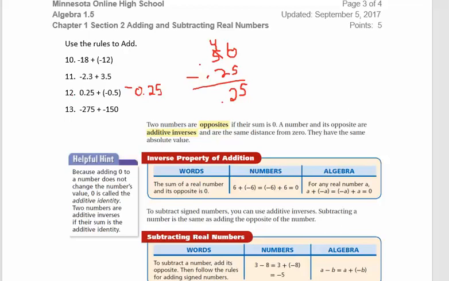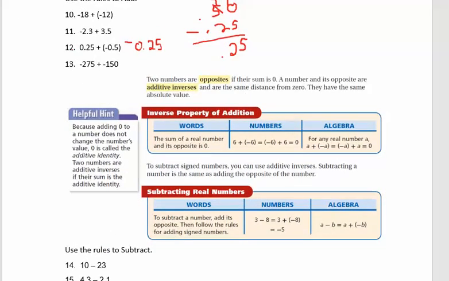All right, let's look at subtraction. When we are going to subtract real numbers, we have to do something about the inverses. Two numbers are opposite if their sum is 0. A number and its opposite are additive inverses. That's just a vocabulary word. They're called additive inverses, and they're the same distance from 0. They have the same absolute value, like 6 and negative 6. They're additive inverses of each other.